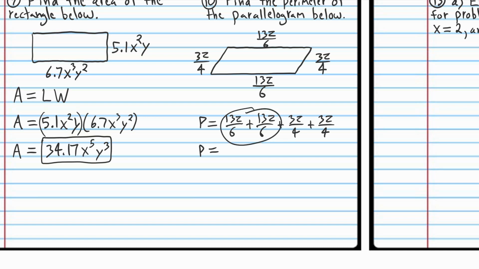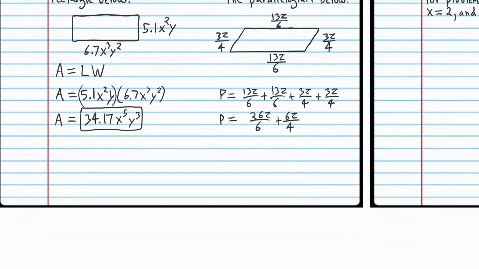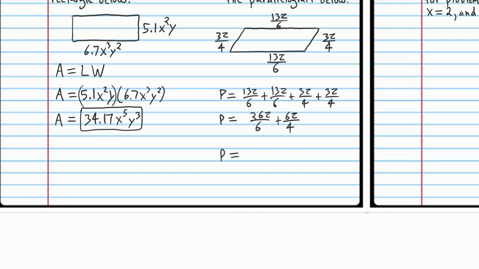So here we have a common denominator, so 13 plus 13 is 26. And here we have a common denominator, so 3z plus 3z is 6z. Now before we get a common denominator, we should reduce these fractions, because it'll make the numbers easier for us. So we can divide both sides of this fraction by 2 to get 13z over 3, and divide both sides of this fraction by 2 to get 3z over 2. So that'll make things easier.